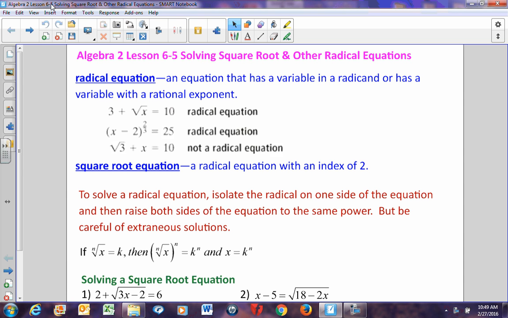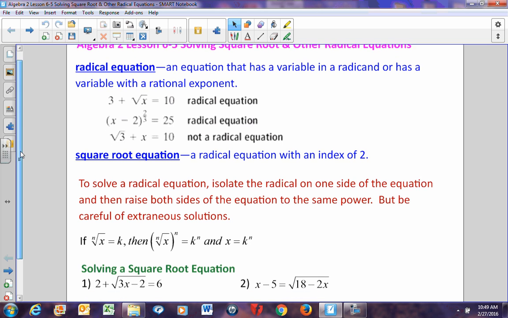3 plus the square root of x equals 10. That is a radical equation. x minus 2 raised to the 2/3 power equals 25. That's a radical equation. But the square root of 3 plus x equals 10 is not a radical equation because it doesn't have a variable in the radicand. It has a number in the radicand. A square root equation is a radical equation with an index of 2.